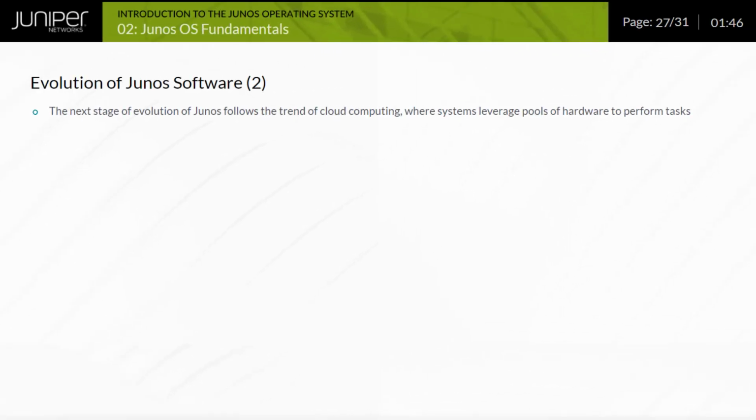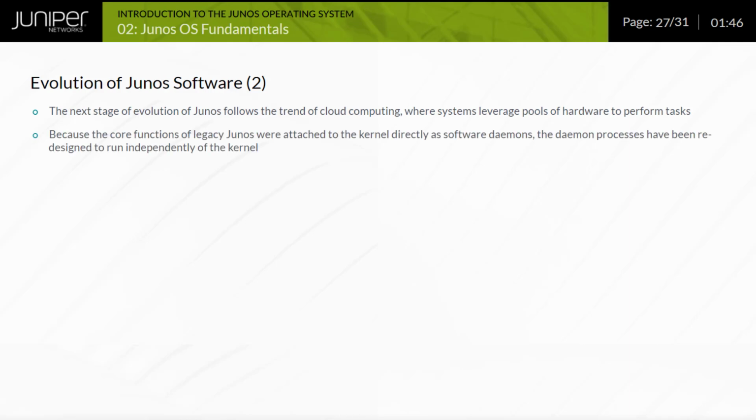The next stage of evolution of Junos follows the trend of cloud computing, where systems leverage pools of hardware to perform tasks. This is the core concept of Junos Evolved. With Junos Evolved, the legacy-free BSD kernel is removed. Because the core functions of legacy Junos were attached to the kernel directly as software daemons, the daemon processes have been redesigned to run independently of the kernel. In other words, they have been rebuilt as applications, independent from the underlying kernel, but based on the same functionality and code concepts of the original daemons.